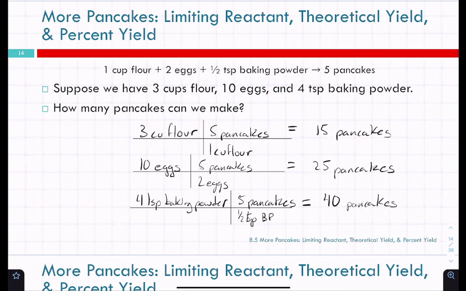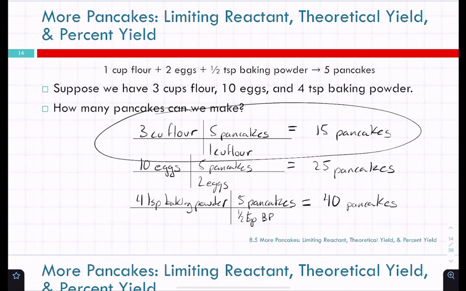So what's our limiting reactant? It's our flour. We only have enough flour to make 15 pancakes. We can't make 25 pancakes, we'd run out of flour. We can't make 40 pancakes because we'd run out of flour and eggs. So this is going to be our limiting reactant.